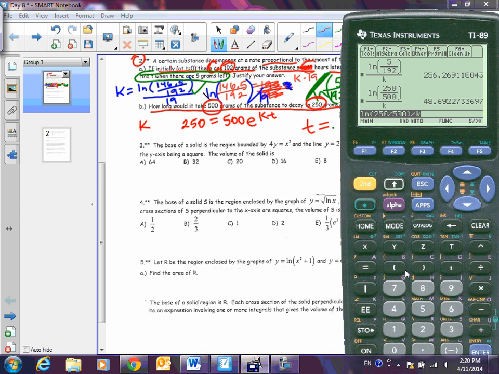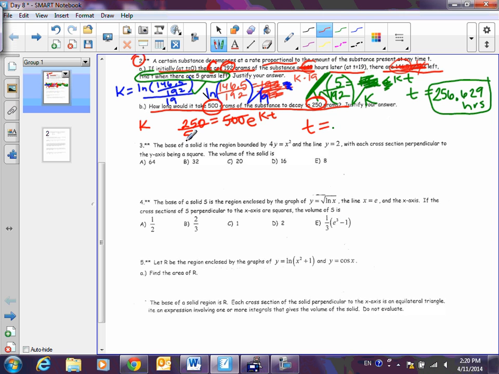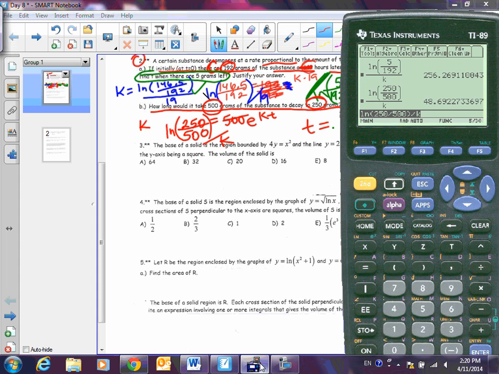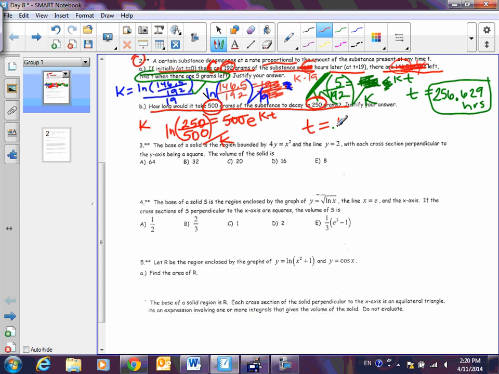Okay, any questions on this? Am I rushing y'all? Yeah. So you would divide by 500, you would do the natural log, and then you would divide by K. And what do you get? 48.692 hours.